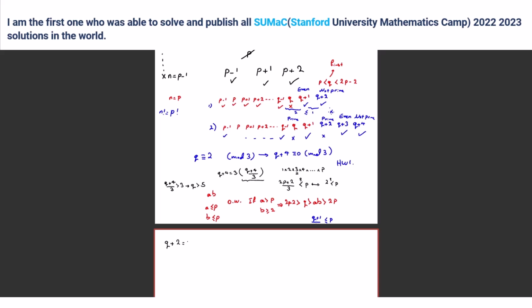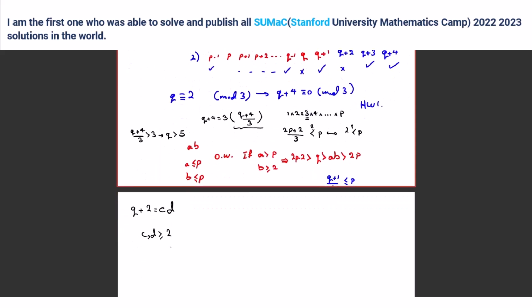So we can write q plus 2 as, for example, CD, right? And C and D are greater than or equal to 2, right? If C is not equal to D, if we multiply 1 to P, if we see C and D, then it will be proved, right?